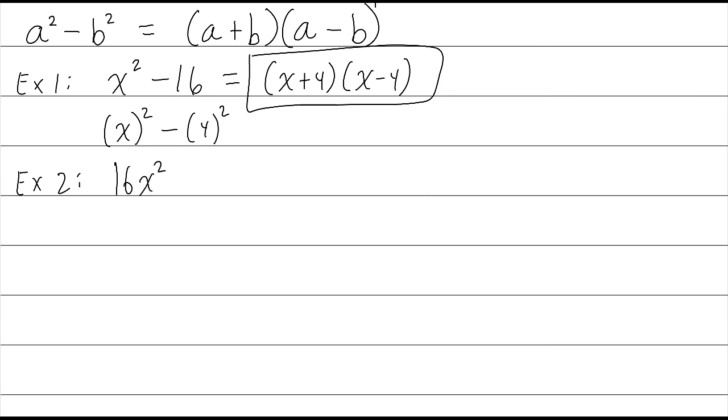Example 2, 16x squared minus 1. Can I think about that as something squared minus something squared? Well, that first part, 16x squared, is 4x being squared. Minus 1 is technically 1 squared. 1 squared is 1. So I can think about that as 4x squared minus 1 squared. In other words, this factors to be 4x plus 1 times 4x minus 1.